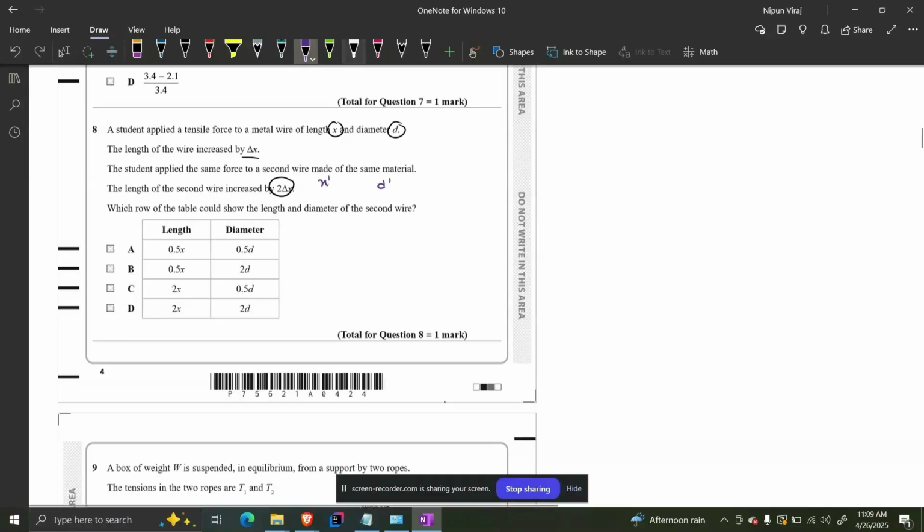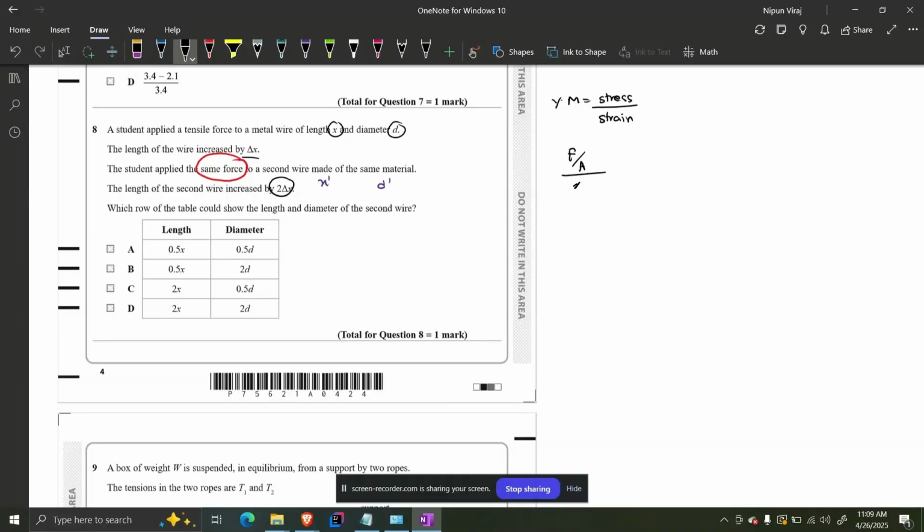Then we can apply the Young's modulus equation, right? So we know Young's modulus is equal to stress divided by strain. Since the first wire and the second wire are both made of the same material, we can ensure that both of them have the same Young's modulus, right? But the thing is, the first wire increases by delta x, and the second wire increases by 2 times delta x when the same force is applied.